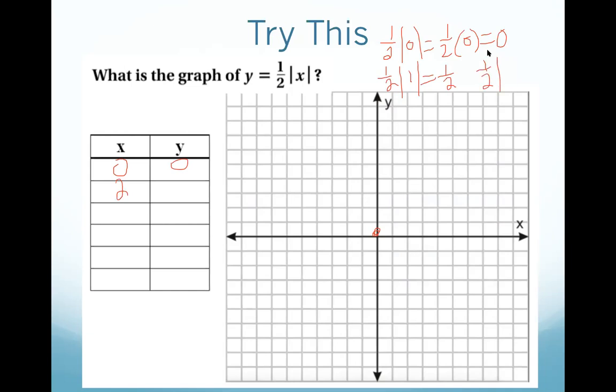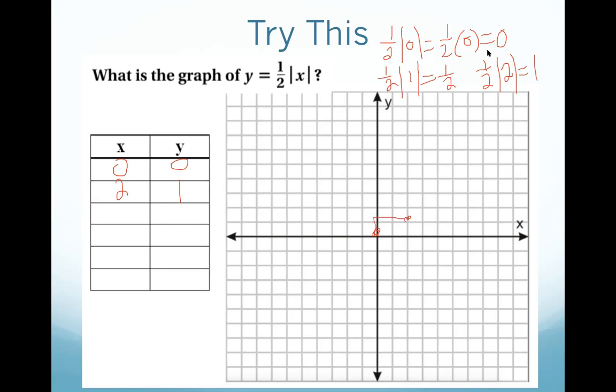1/2 times the absolute value of 2. 1/2 times absolute value of 2 is 2, so that gives us 1. 2, 1. Do you notice anything? Hopefully you're starting to say, oh, rise 1, run 2.